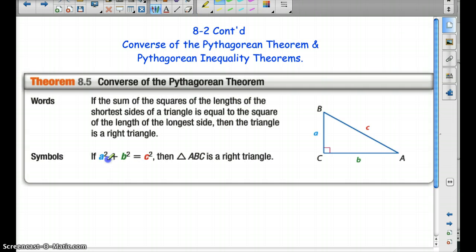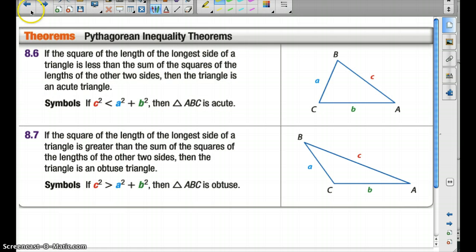Okay, so this is saying that if we have a squared and b squared, when you add them up, the sum equals c squared, then we can say that this triangle is a right triangle. They're equal. So make sure this is written in your packet, and this is the converse of the Pythagorean theorem, where we switch the if and the then. Okay, and then we have the Pythagorean inequality theorems.